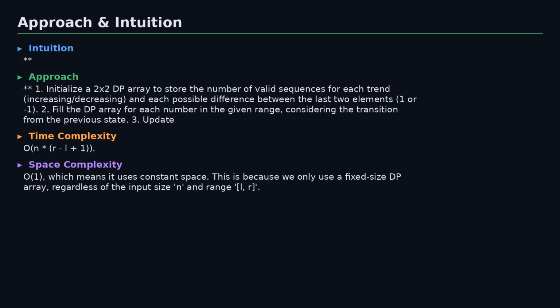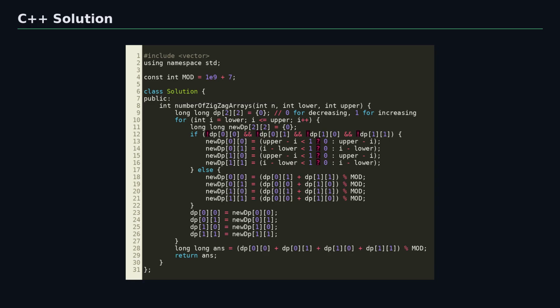Now that we have the intuition, let's walk through the approach. We'll use a 2x2 dp array to store the number of valid sequences for each trend, increasing or decreasing, and each possible difference between the last two elements. We'll fill the dp array for each number in the given range, considering the transition from the previous state. And finally, we'll update the dp array for each number by considering all possibilities that can extend the current sequence while maintaining the zigzag property.